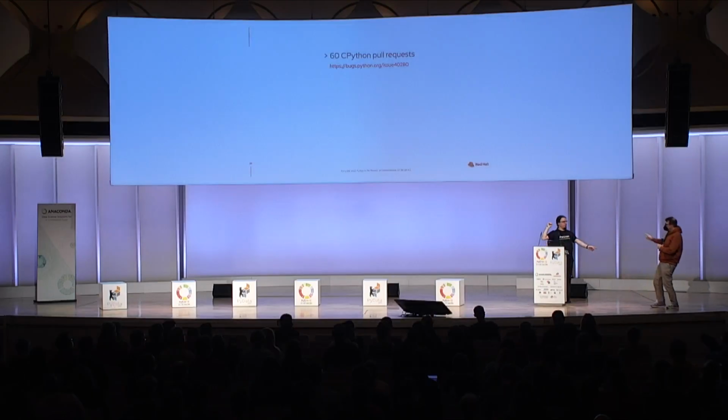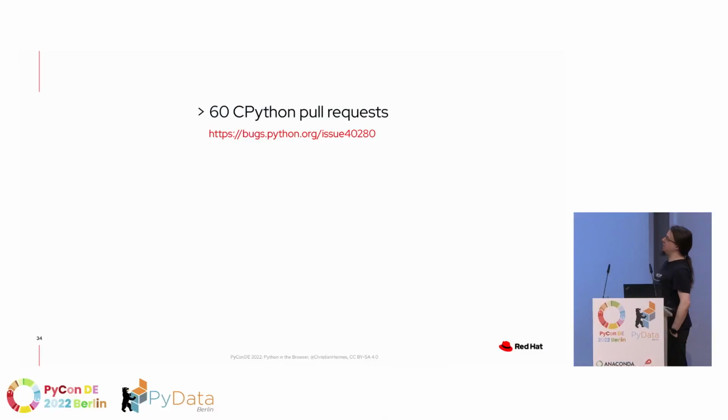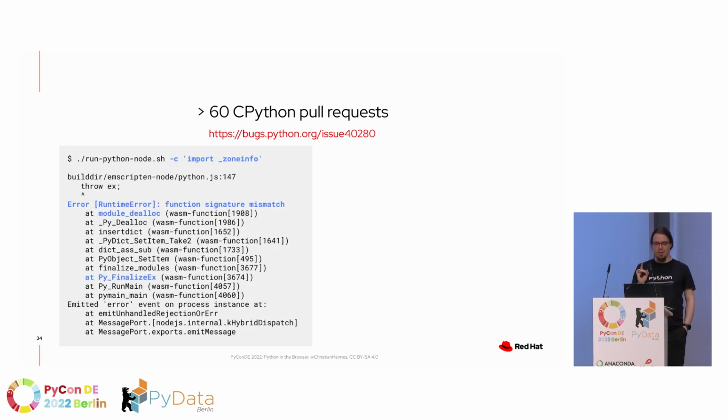I'm not finished yet. It's too easy. The demo's coming in the end. So I'll just quickly show things that we actually did to fix CPython. We had like 60 pull requests with some very annoying parts. This was one that took like 2 days to figure out.